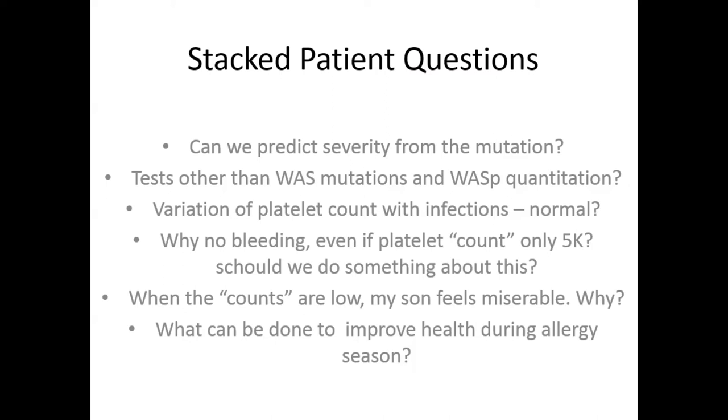Can we predict severity from the mutation? Yes, we can, but it's not absolute. There are exceptions. Some with a severe mutation may be milder, and some with a mild mutation may have a severe phenotype. Tests other than WASP mutations and WASP quantitation: you can measure antibody responses, and if there are no antibody responses, like we always do with Fage, we hit them with IVIG.